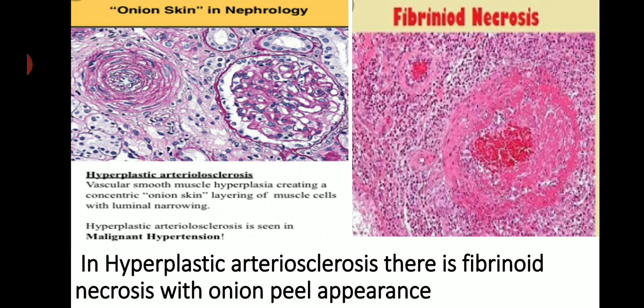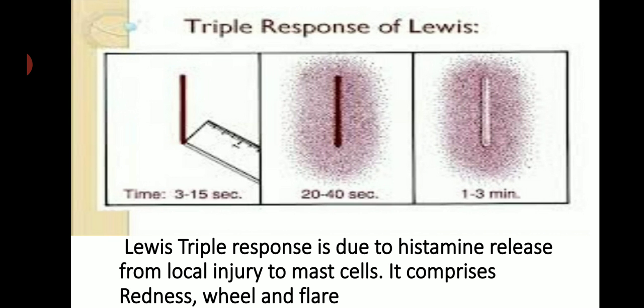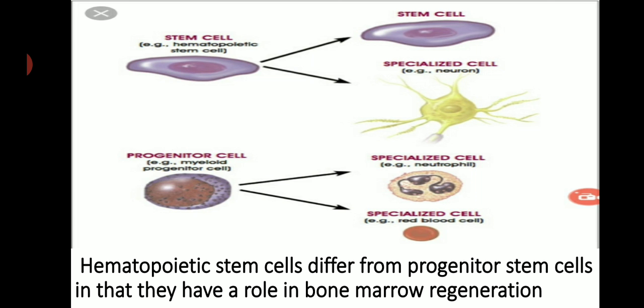In hyperplastic arteriosclerosis, there is fibrinoid necrosis with onion peel appearance. Lewis triple response is due to histamine release from local injury to mast cells. It comprises redness, wheal, and flare. Hematopoietic stem cells differ from progenitor stem cells in that they have a role in bone marrow regeneration.